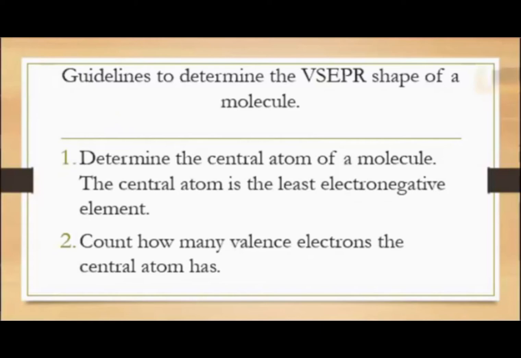So what about the guidelines to determine the VSEPR of a molecule? Symmetry plays an important role in determining the polarity of a molecule. There are guidelines to determine the VSEPR shape of a molecule. Molecules are polar or nonpolar based on the type of covalent bond and its molecular geometry.